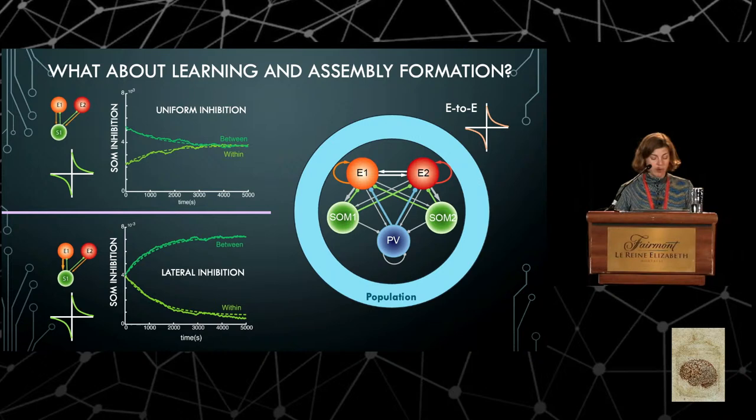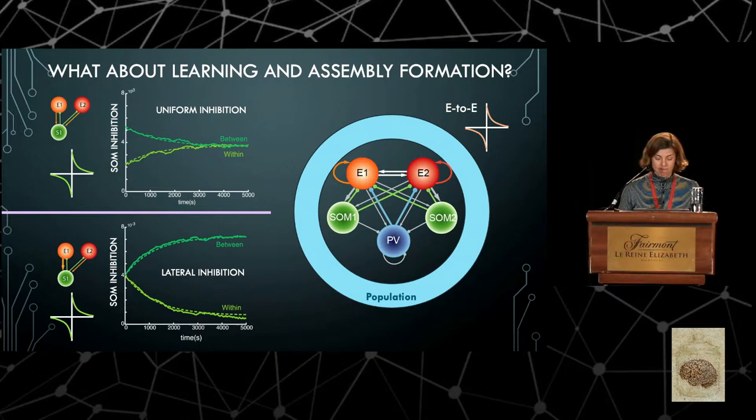And just to remind you, we also have plasticity in the E cell network, and that plasticity is just your standard spike timing dependent plasticity rule that was shown by Bi and Poo way back when. Okay.